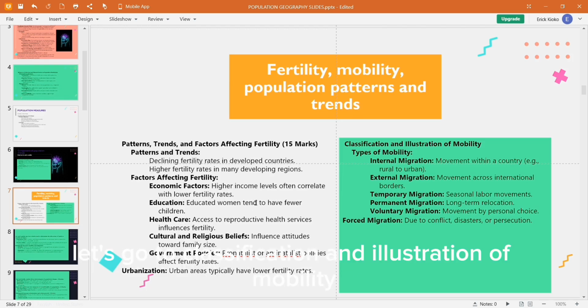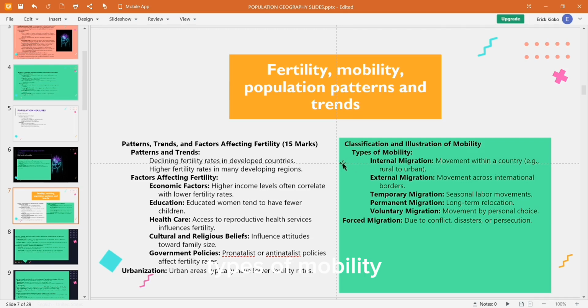Let's go to classification and illustration of mobility. Types of mobility. Mobility is mainly just movements. We have internal movements, external movement, temporal migration, permanent migration, voluntary and forced. Basically, types of movements.